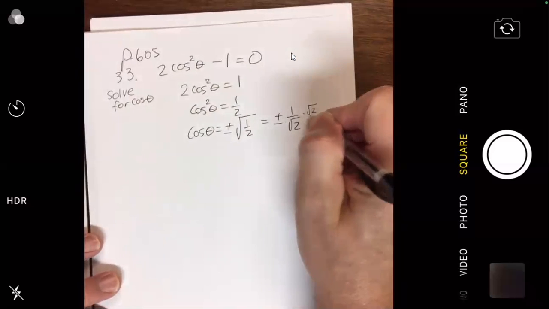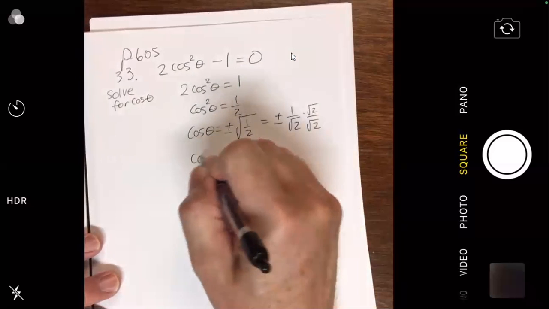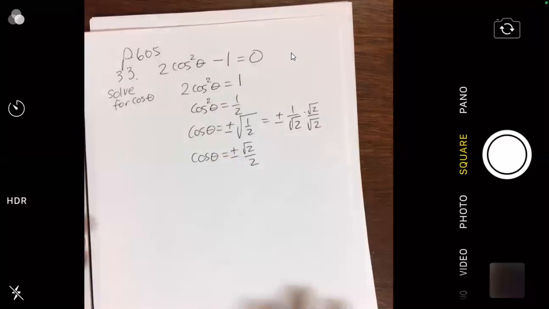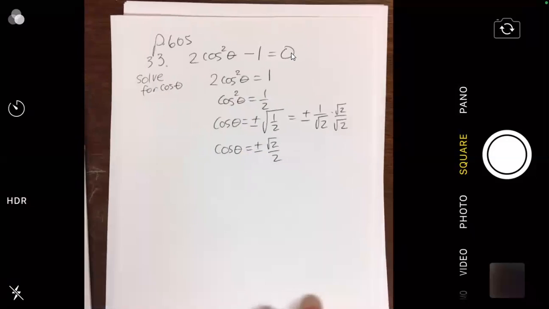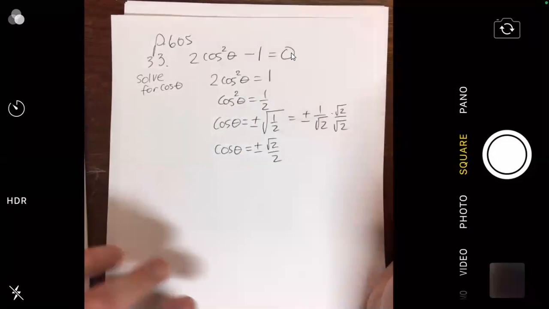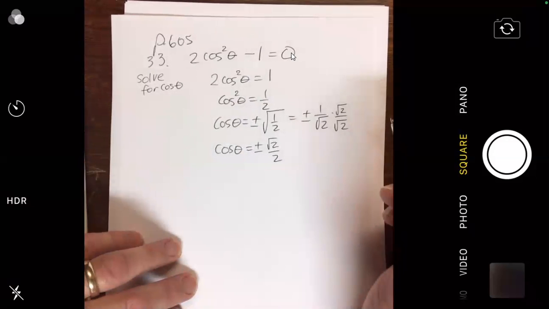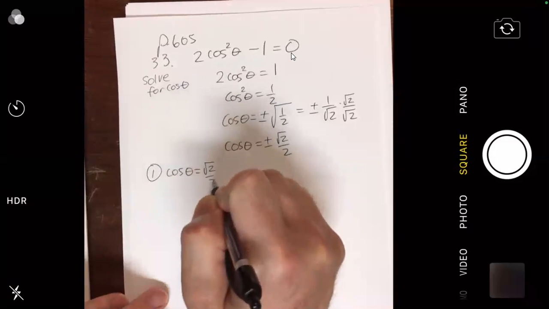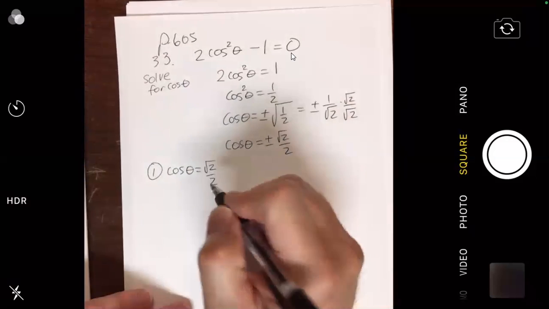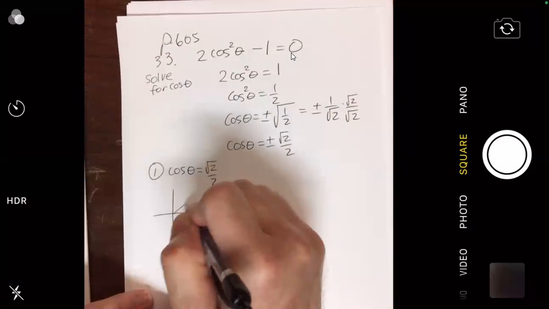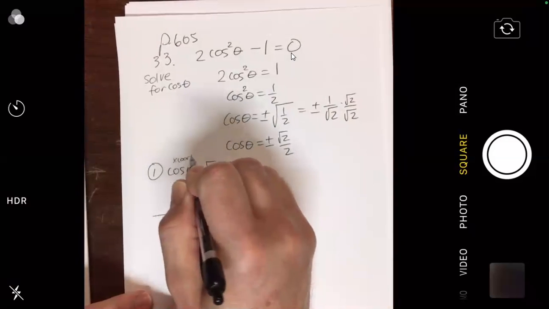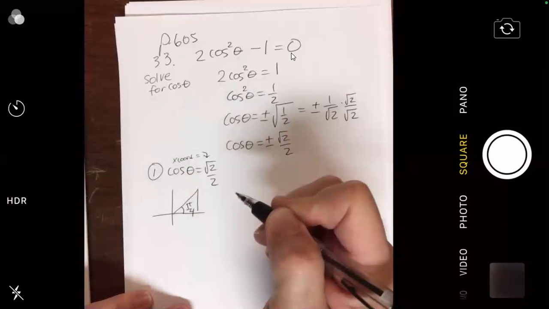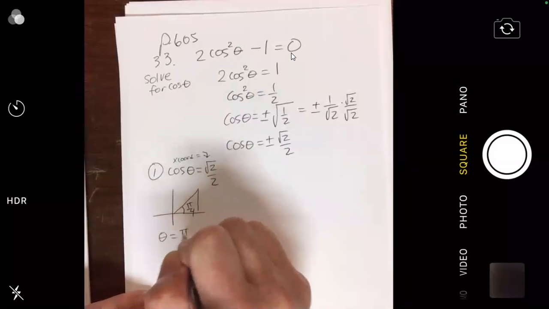When it's rationalized, it's going to look like a value on the circle. Your cosine theta then is going to be plus or minus root 2 over 2. Root 2 on top times 1, and then root 2 times root 2 is 2. Now we bust it apart. Take cosine of theta equal positive root 2 over 2. And then you play the same game. On the circle, that's going to be where your x-coordinate equals this. So you're going to be at pi over 4. So theta is going to be pi over 4.